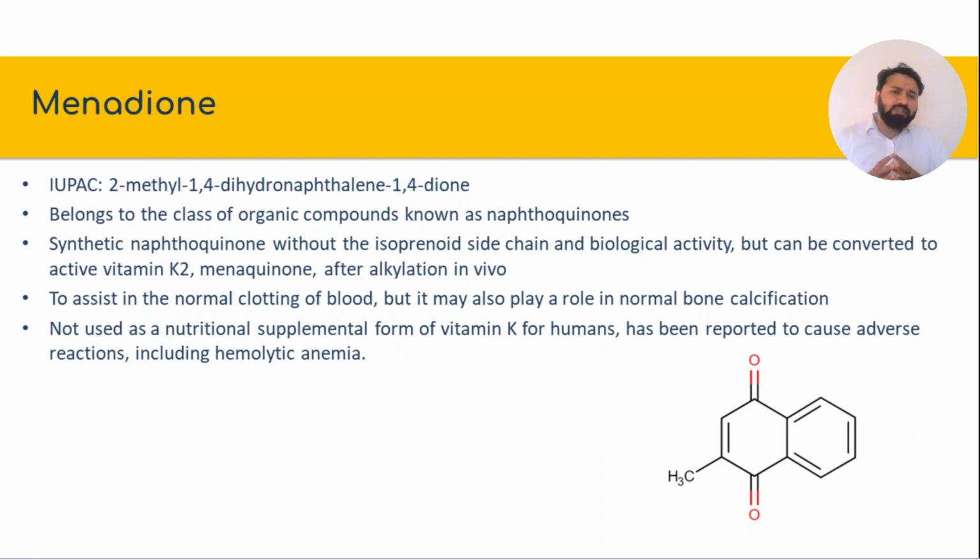This is a synthetic naphthoquinone without the isoprenoid side chain and the biological activity, but it can be converted to the active vitamin K2. There are a number of vitamin K forms, vitamin K1, K2, K3. So this can be converted to the active form of vitamin K2 after the alkylation reaction. This menadione is known as vitamin K3 and it is converted into vitamin K2, which is the menaquinone.